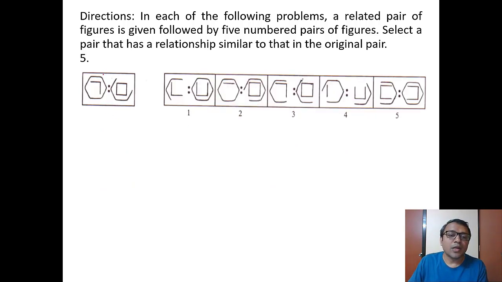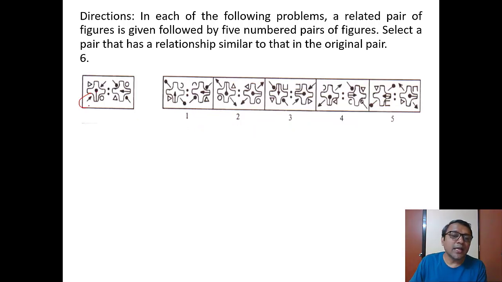Fifth, in the outside hexagon, two lines are gone, reduced, and two lines are added in the inside square. Here three lines are added, no. Here only one line is removed, no. Here basically one line is removed, no. Here two lines are removed outside and two lines are added inside, satisfies. Let's come back. Here again two lines are added, no. We want two lines removed from the hexagon and two lines added to the square, which is satisfied in the fourth option. So that will be the answer.